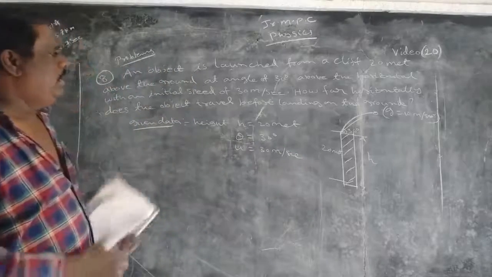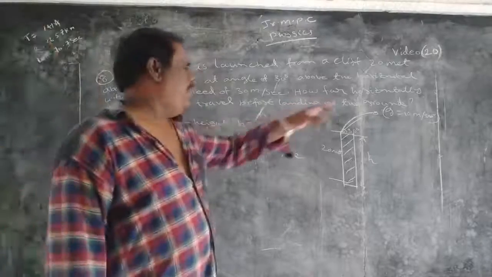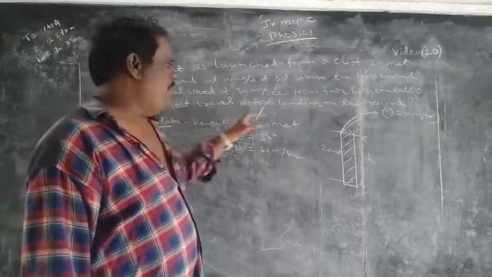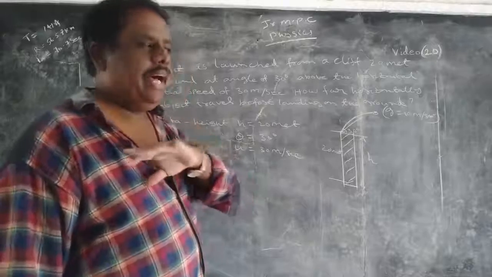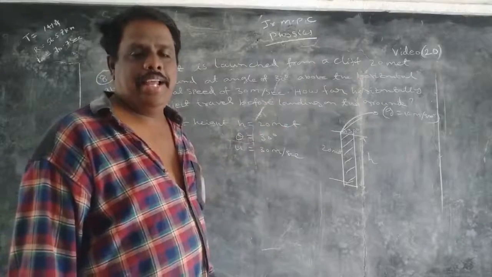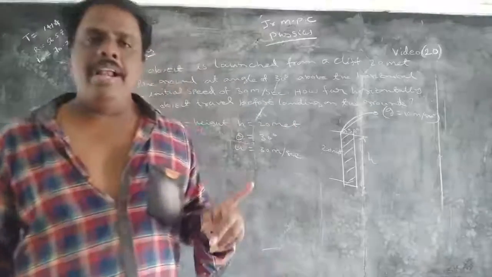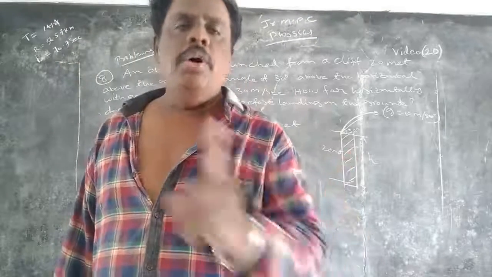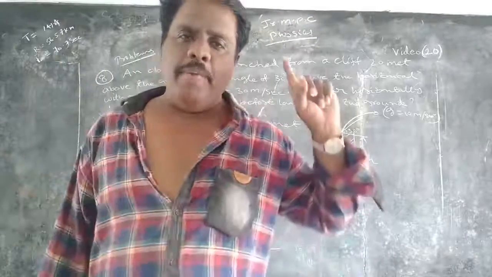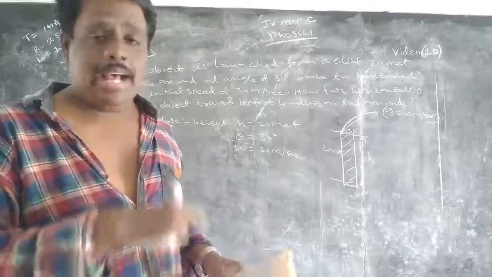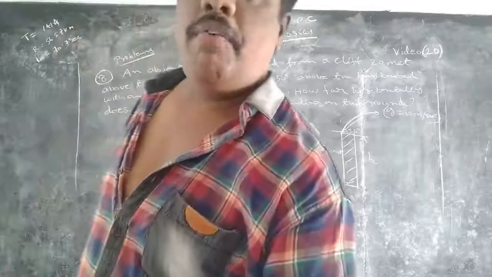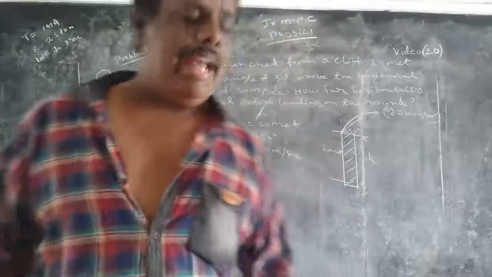Read the problem. How far horizontally does the object travel before landing on the ground? So the horizontal distance traveled before it lands on the ground. The distance traveled from the point of projection to where it touches the ground is always the range. That means indirectly they ask us to calculate the value of range.